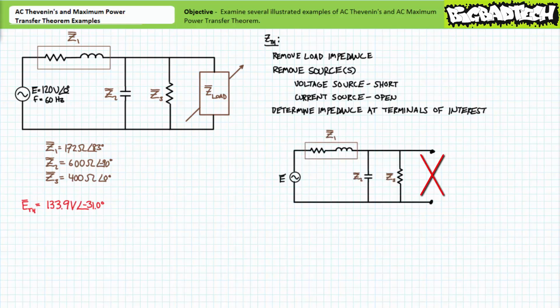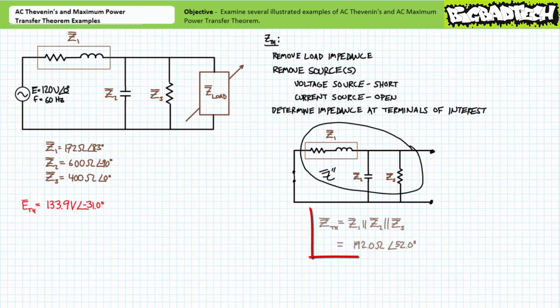Let's start by removing the variable load impedance, Z load. Let's now remove the voltage source by replacing it with a short or 0 ohm impedance path. Now we need to determine the impedance at the nodes of interest. The incorporation of the short circuit has effectively placed impedance elements Z1, Z2, and Z3 perfectly in parallel with one another, a simplification I'm calling Z double prime, where Z double prime is our Thevenin's equivalent impedance of 192 ohms at an angle of 52 degrees.